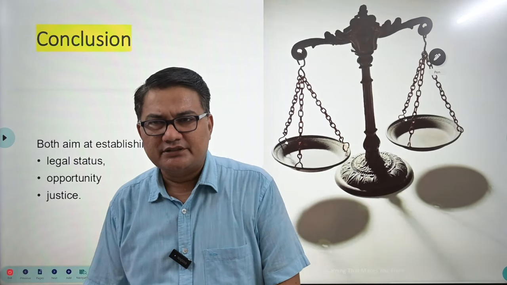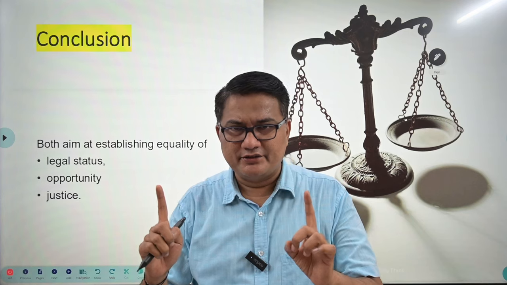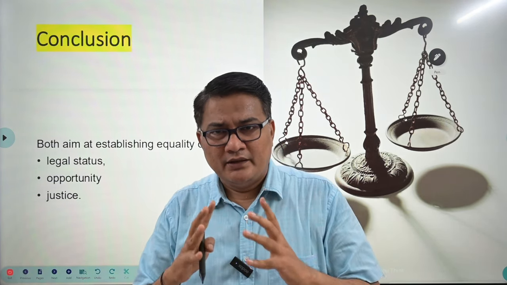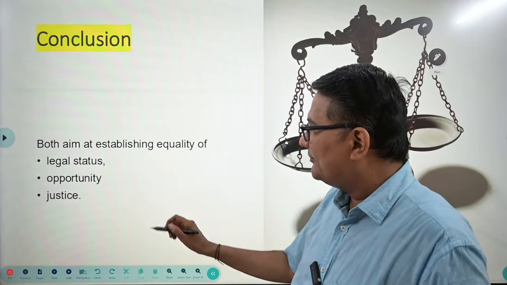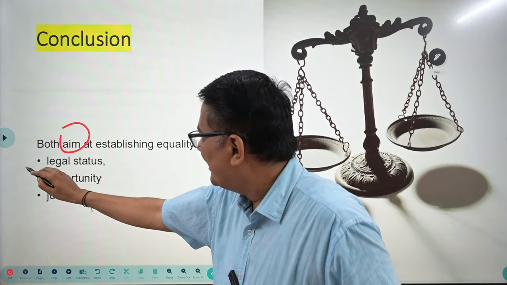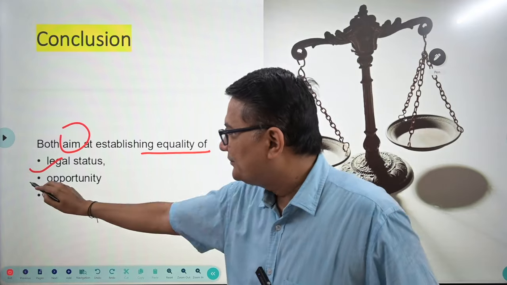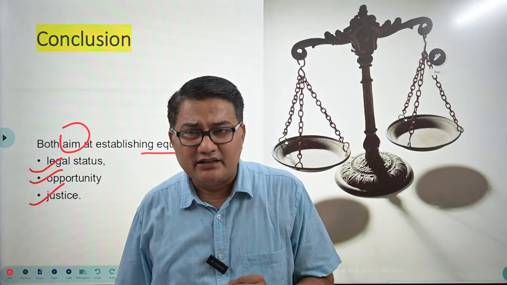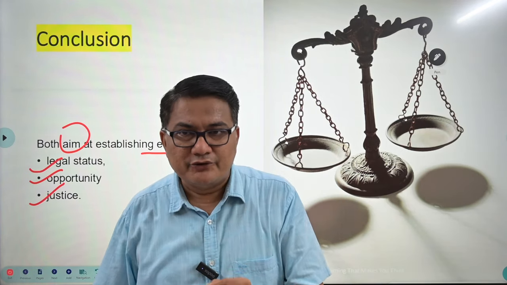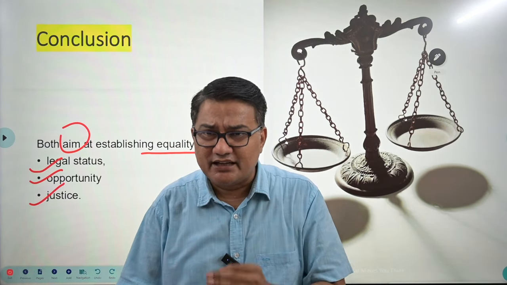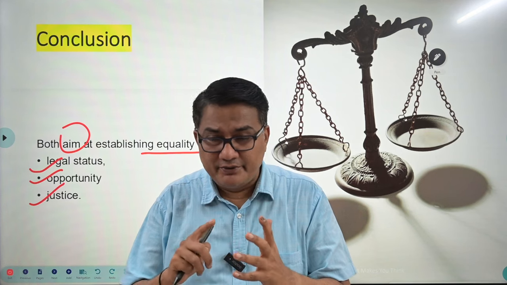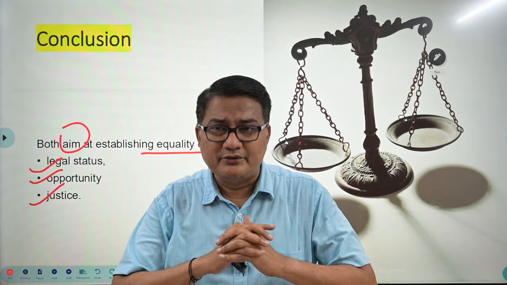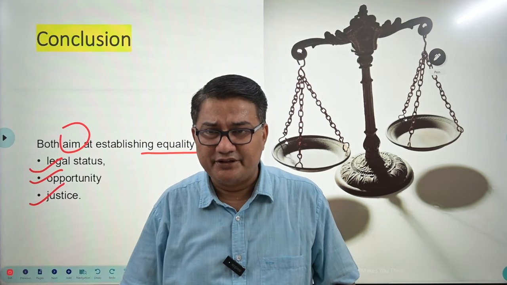Then comes the conclusion. So equality before law and equal protection of law, are both opposite to each other? The answer is no. Combined, they aim to have equality of legal status, opportunity and justice. That means both are essential. Please listen carefully. Under Article 14, reasonable classification is allowed, but the classification should be fair and reasonable. In that case only it is allowed, else the Supreme Court can strike down that classification.